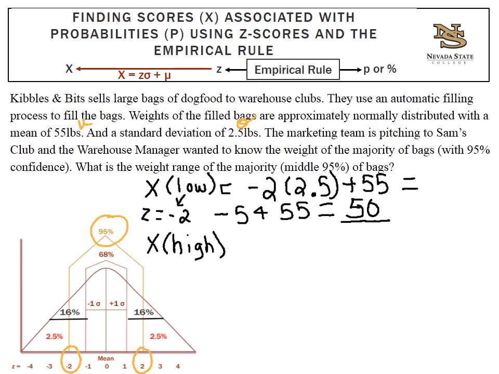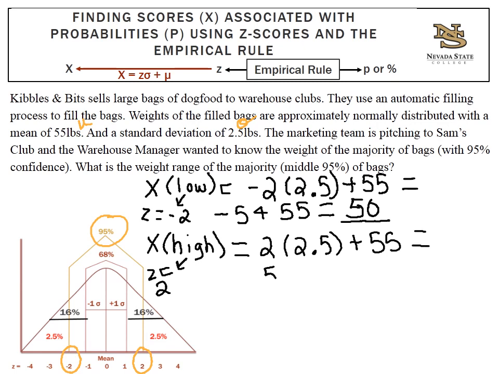When we have z equals +2, we have +2 times standard deviation of 2.5 plus 55 equals +5 this time, plus 55, which equals 60. So the majority, middle 95% of bags, weigh between 50 to 60 pounds.